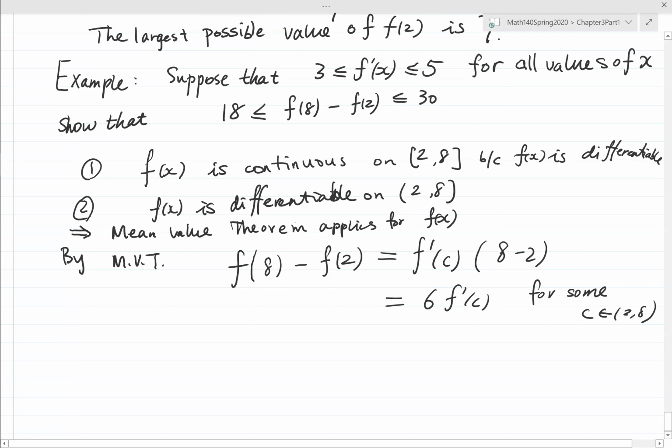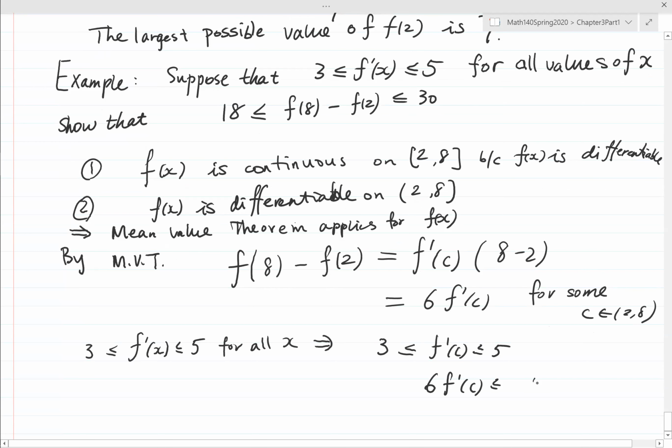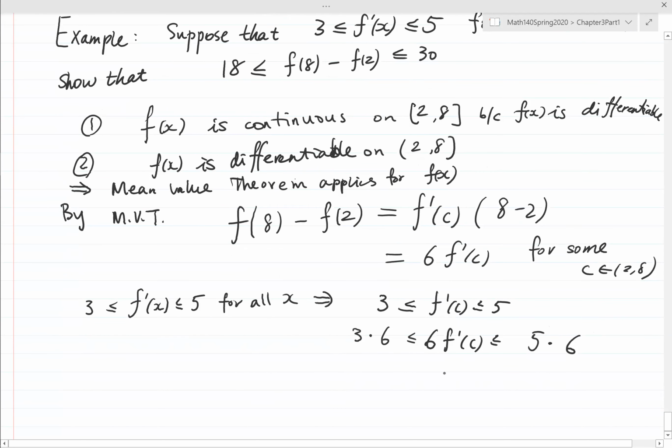Now we know f derivative is bounded. f derivative x is bounded from 3 to 5 for all x. This implies f derivative c is bounded from 3 to 5. Now multiply everything by 6: 5 multiplied by 6, 3 multiplied by 6. So this means 6 times the derivative at c is bounded by 30 and 18.